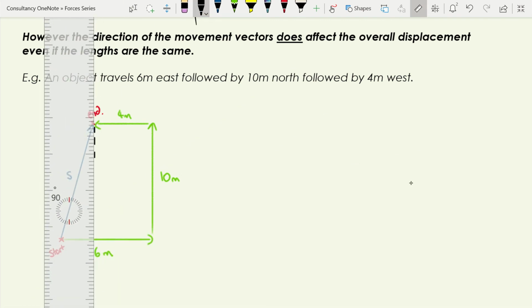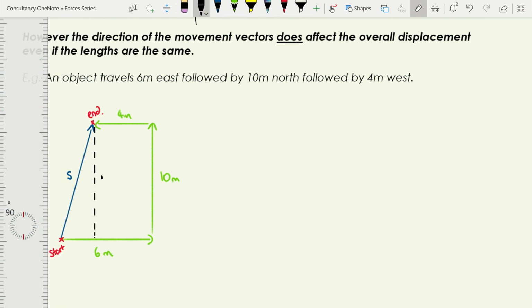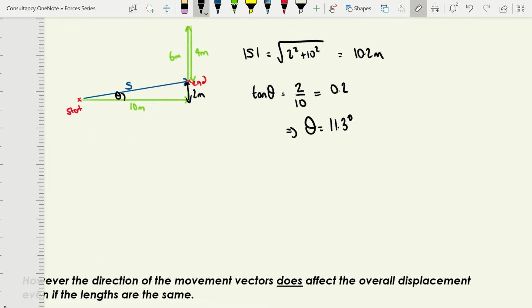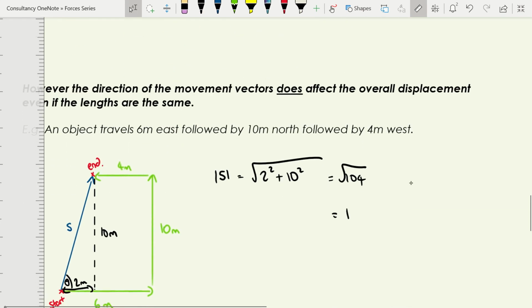But let's actually go through the mathematical process. So let's form our right-angled triangle for our displacement. So that is 10 meters. This distance here is 2 meters. And let's call that angle in there theta. So the magnitude of our displacement is still going to be 2 squared plus 10 squared, which is still the square root of 104, and I still can't remember it, so I'm still going to look back. That's annoying. Let's get rid of that, which is 10.2 meters.